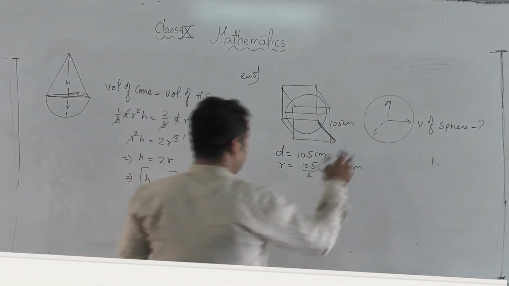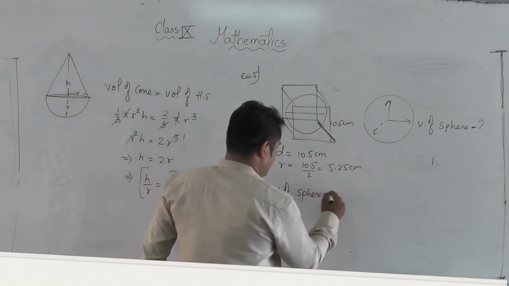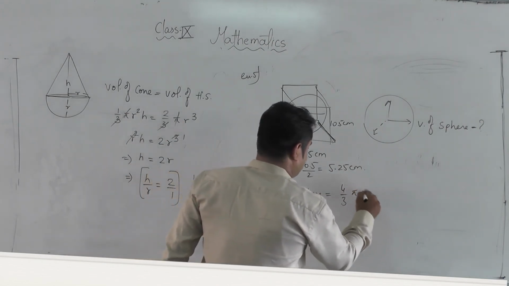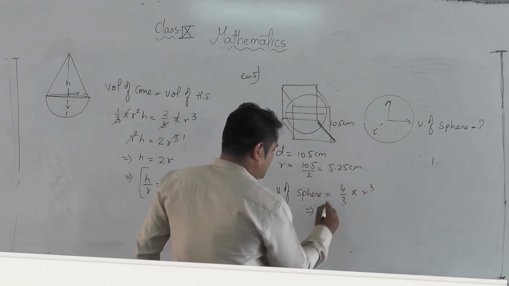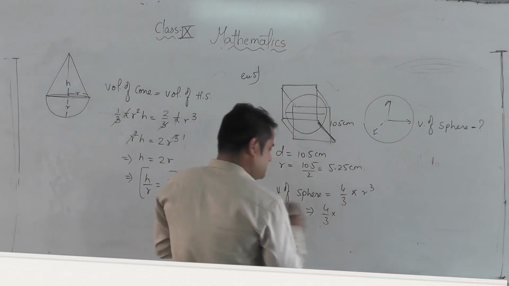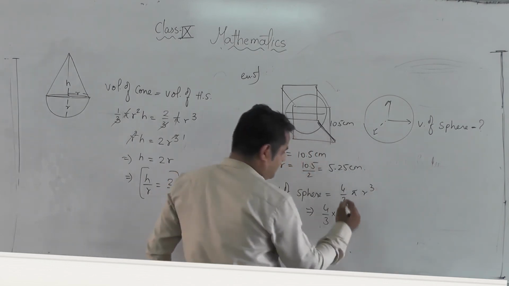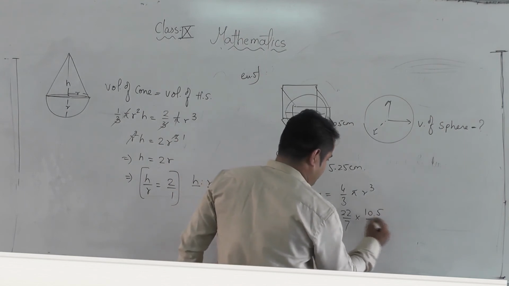Now we are finding the volume for this. So volume of sphere will be 4 by 3 pi r cube. Now for 4 by 3 pi, here I am keeping 22 by 7, and for 5.25, or 10.5 by 2, I am keeping 10.5 by 2 thrice.